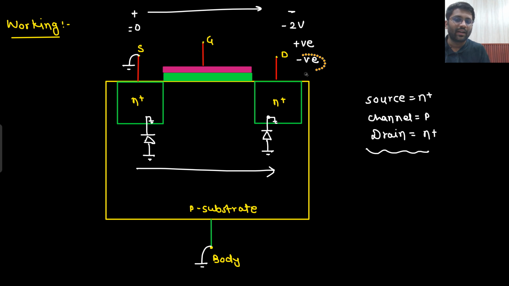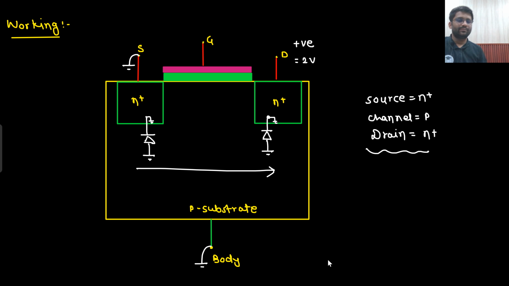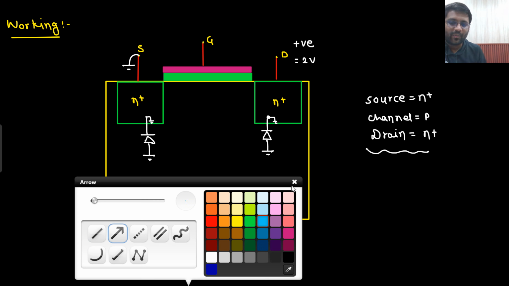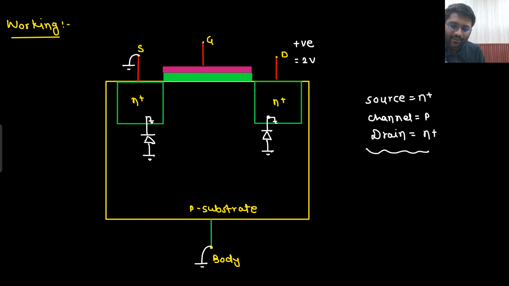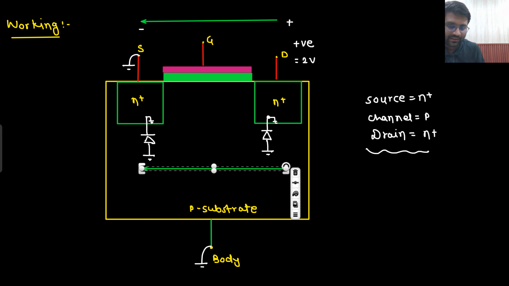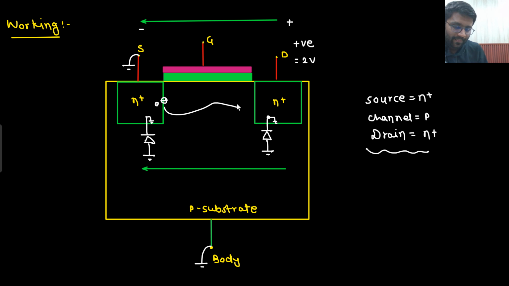So what have I done? I have applied the drain to be positive, let's say some 2 volt. Now let's see what is happening. What do you feel? You have applied 2 volt, so here there is 2 volt and here there is 0. That means you have set up a horizontal electric field in this direction. If the electric field is set up in this direction, then electrons will go out from here and start traveling. This is what you are feeling, and current should flow.